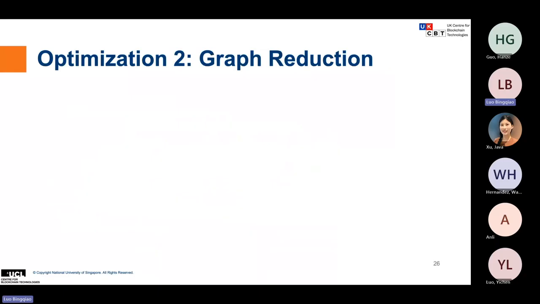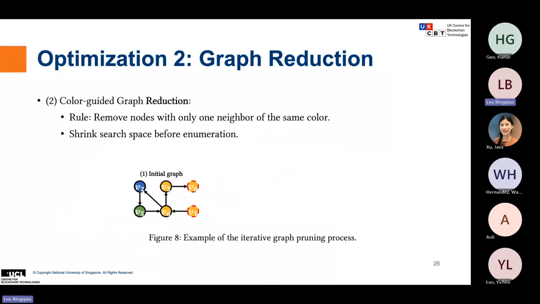The second optimization we do is graph reduction. The key insight here is that certain nodes can never appear in the final multi-color cycle, so we just remove them before we do the search. For example, if a node has only one valid label and both of them share the same color, as V3 and V6 in the example, then these two nodes can never be in the final KMNC because they can never form any multicolor cycles. So we will just remove them.